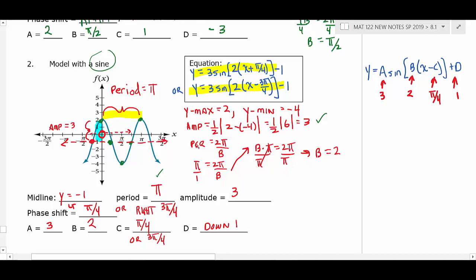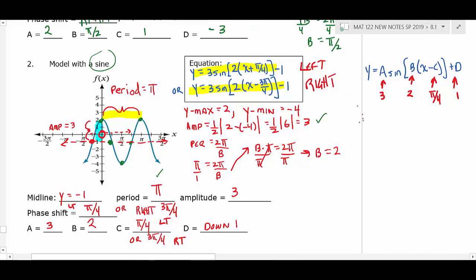So we use the formula, period is 2 pi over b. We solve this equation, we get b equals 2. You can look at the details on that. So what I have basically is a is 3, b is 2. C can either be phase shifted to the left pi over 4 or to the right, and then down 1. So I just gave you 2 answers. If you plug A, B, C, and D in, the phase shift to the left would give you 3 sine 2x plus pi over 4 minus 1. And if you did the phase shift to the right, you would have this answer right there.